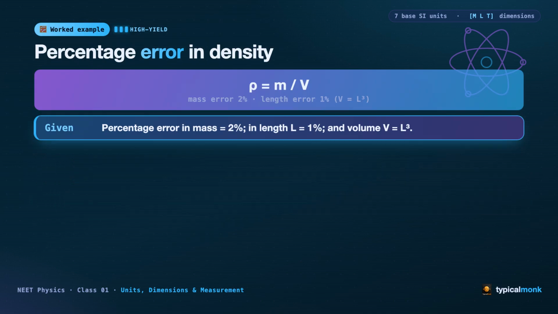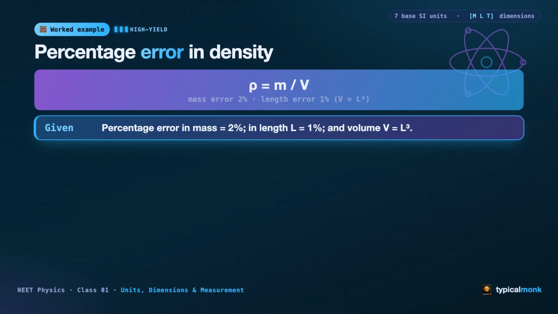Time to solve a full, neat numerical together, slowly, the monk's way. We want the percentage error in density. Density is mass divided by volume. We are told the mass is measured with a 2% error, and each length with a 1% error, and the volume is a length cubed.